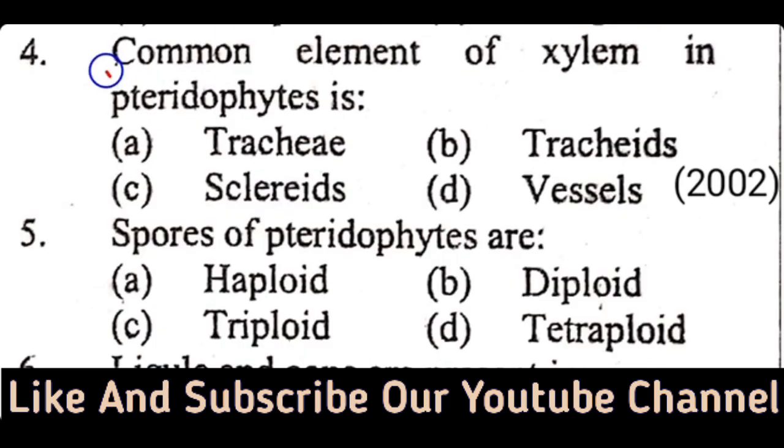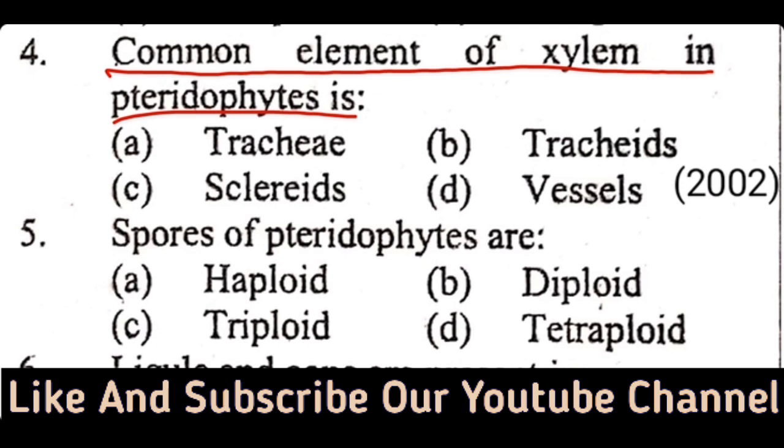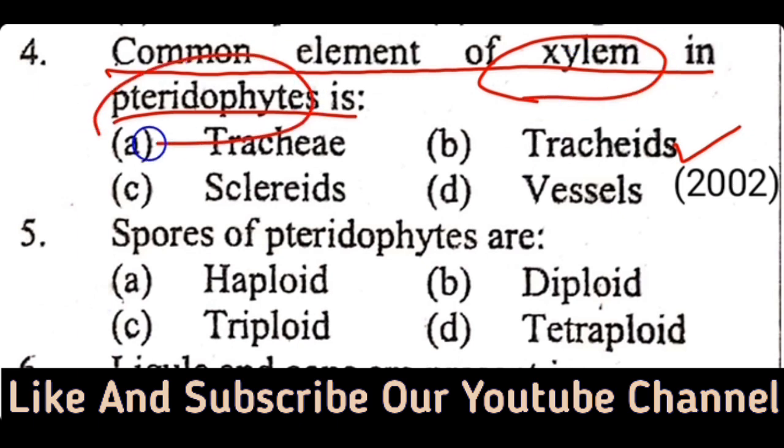Question number 4. The common element of xylem in pteridophytes is tracheae, tracheids, sclereids, vessels. So correct answer is option B. Tracheids are the only element of xylem in pteridophytes.